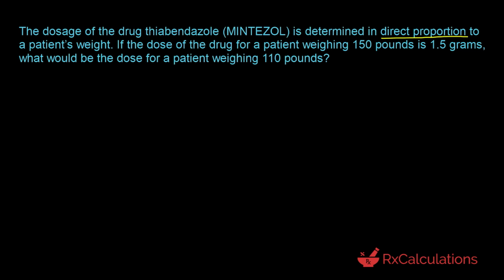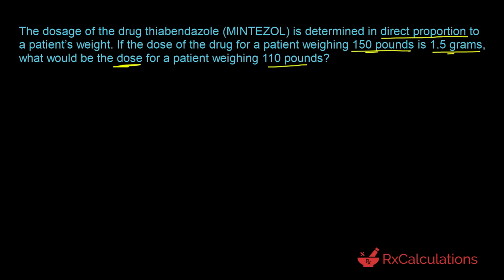So if a patient is weighing 150 pounds, then this patient needs 1.5 grams. So the question is asking what's going to be the dose for a patient who is this time 110 pounds. So you're essentially making use of the information 150 pounds and 1.5 grams to determine the dose that the patient will get if they have a different weight, in this instance 110 pounds.